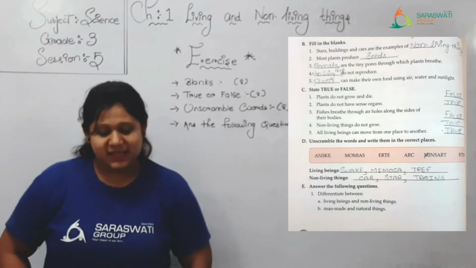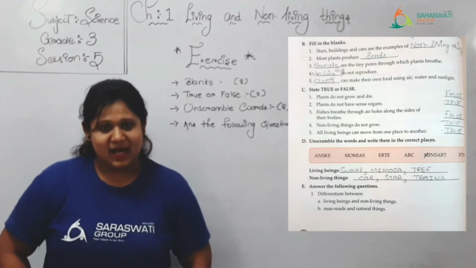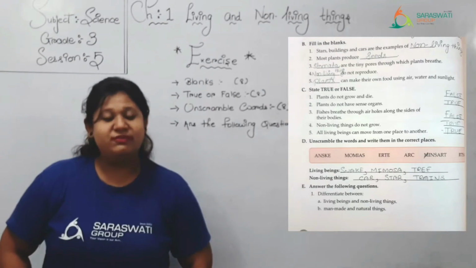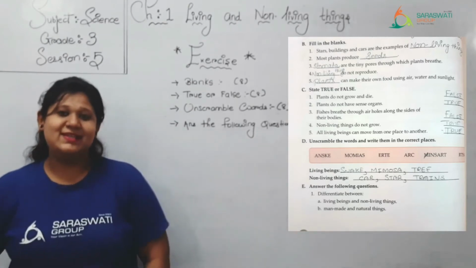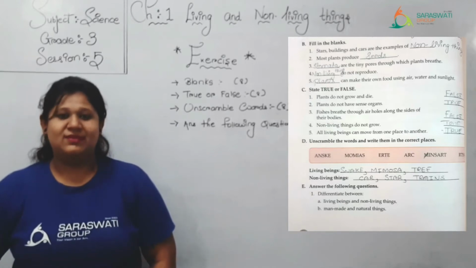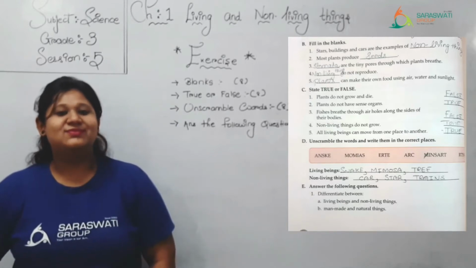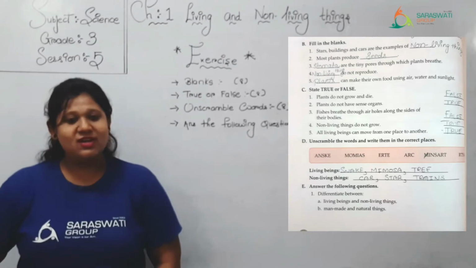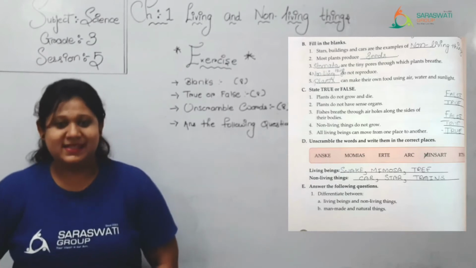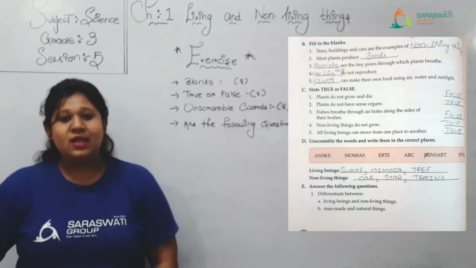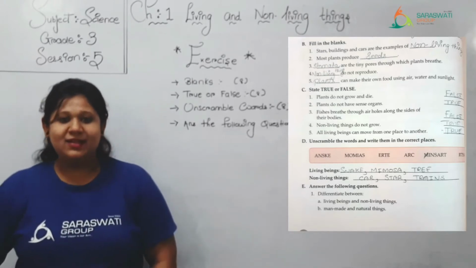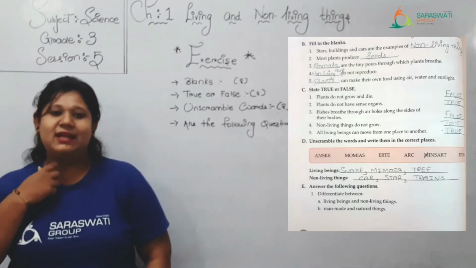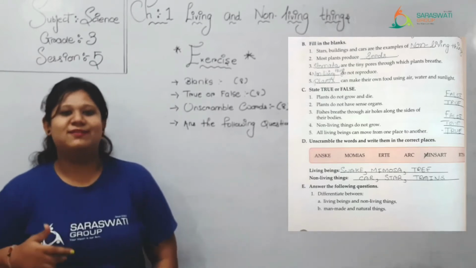Number 1. Stars, buildings, and cars are the examples of blank. These are the examples of what? Is it of living thing or non-living thing? Yes, these are man-made things, right? So this is non-living thing. Clear? So you have to fill that blank and write down non-living thing. Okay?